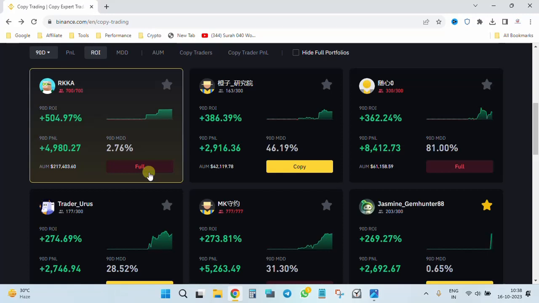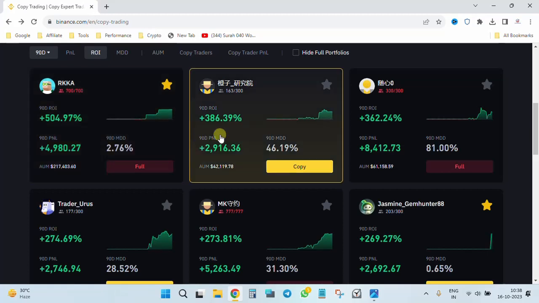So when you are choosing a trader, your ROI has to be the highest and your MDD has to be the lowest. In this case, you can see 2.76 is the maximum drawdown, so this is a good trader. No wonder 700 out of 700 positions have been blocked, so you can't join. What you can do is favorite him over here, and once you find some vacancy, you can go and join this particular trader.